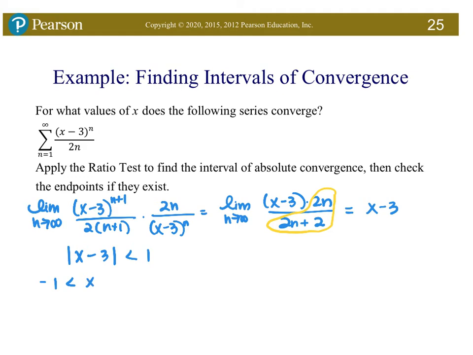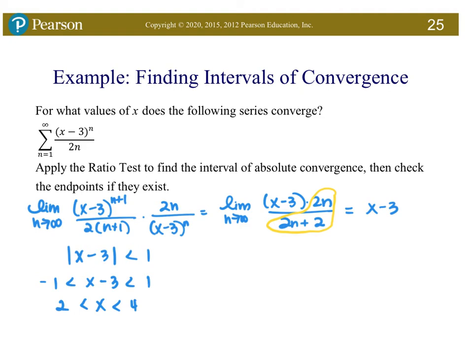Which means centered at 3 between 1 and negative 1. So x is bounded between 4 and 2. So our radius of convergence is 1. Our interval of absolute convergence is between 2 and 4. Okay, this is the interval of absolute convergence.